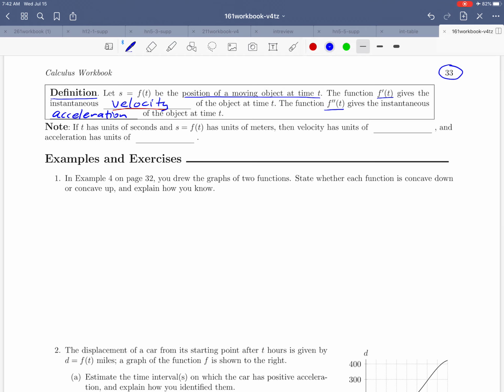And we'll make one note just about general units before we close this video here. So if we now assume that t has units of seconds and s of t has units of meters, that's the assumption that we made already above, then velocity is going to have units of meters per second.